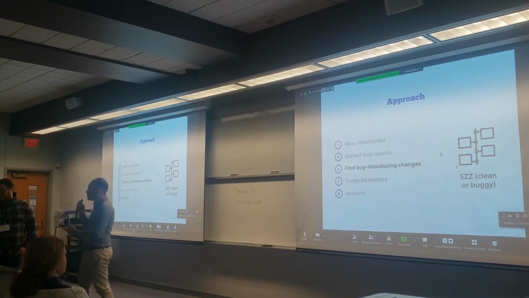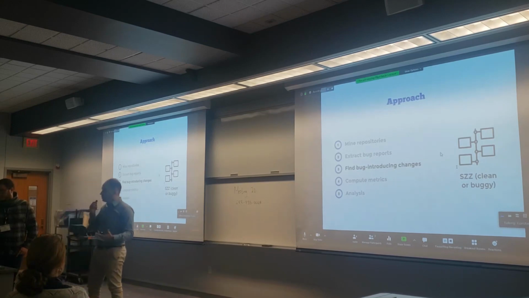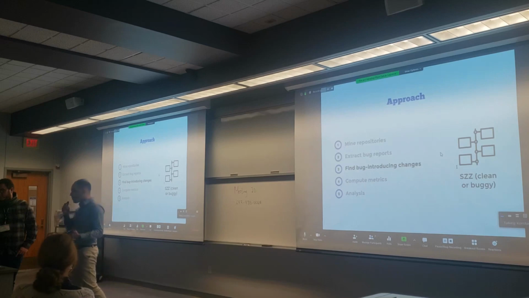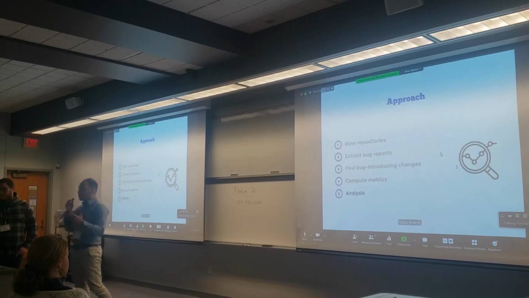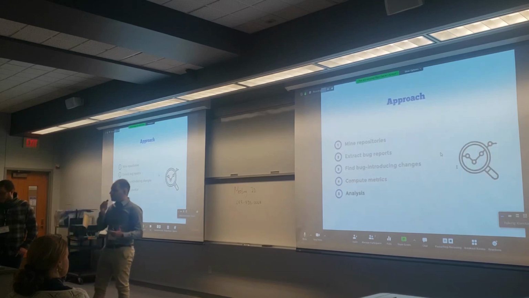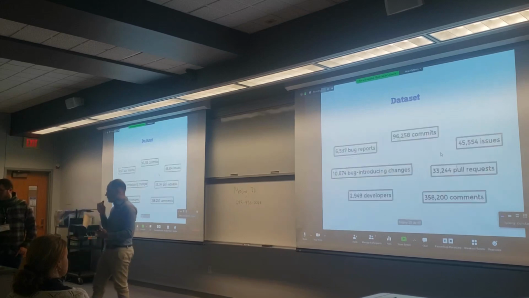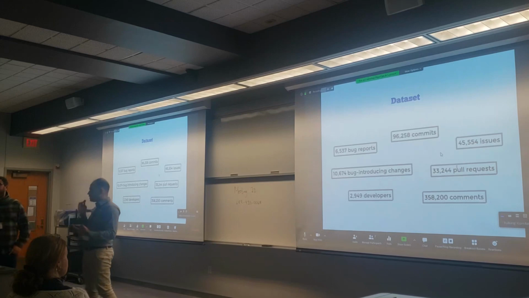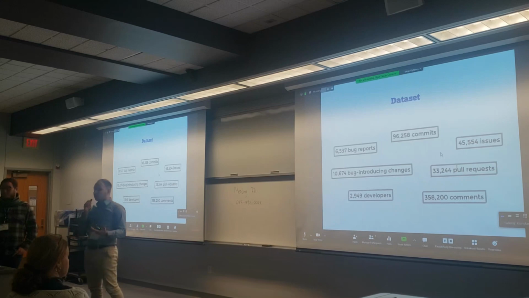From these bugs, we use the SZZ technique, which allows us to state if a commit is clean or buggy, if it introduces a bug or not. Then we compute the metrics for all of the commits on the projects, the clean ones that never introduced a bug and the ones that introduced a bug, and then we perform our analysis. This process resulted in a dataset with almost 100,000 commits, almost 3,000 developers, and more than 10,000 bug-introducing changes.